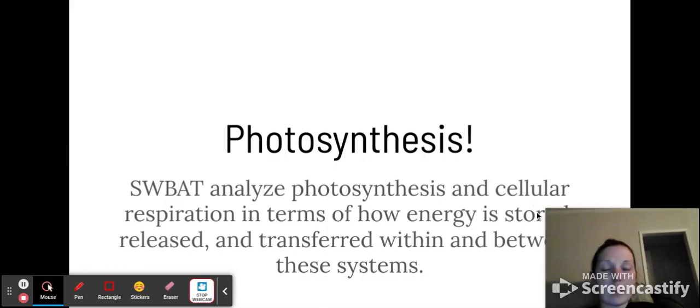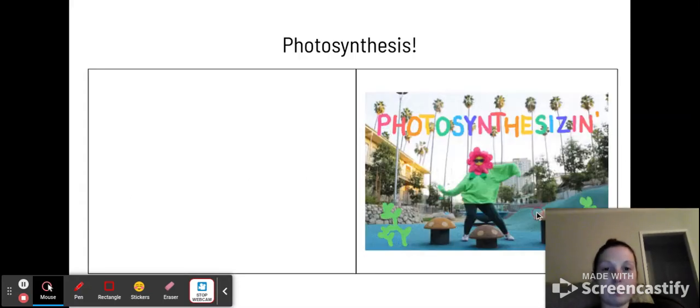Hey everyone, this is our lesson on photosynthesis. By the end of this lesson, you should be able to analyze photosynthesis in terms of how energy is stored and released, and then how it's transferred between and within these systems. We will look a little bit at comparing with cellular respiration here as well.